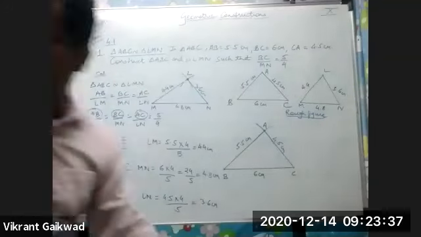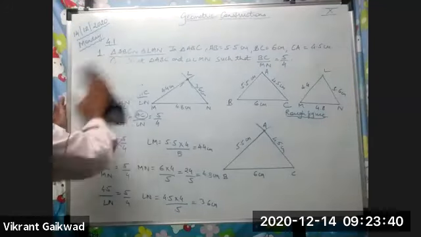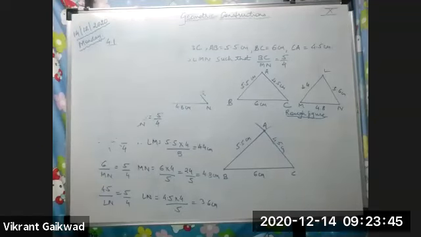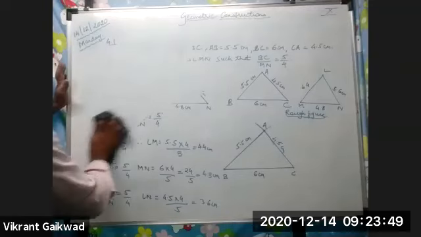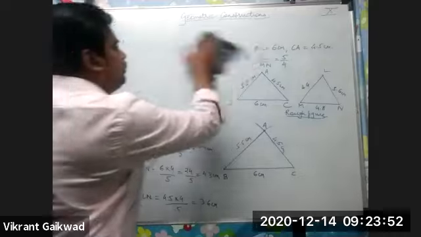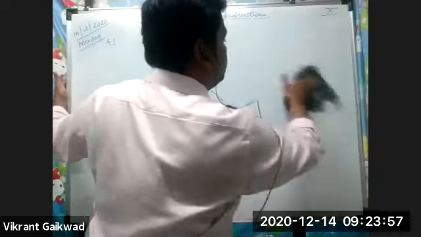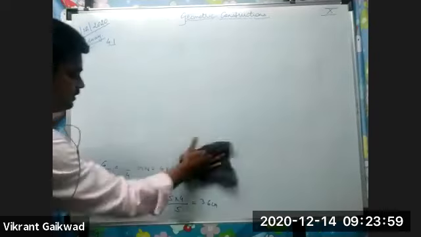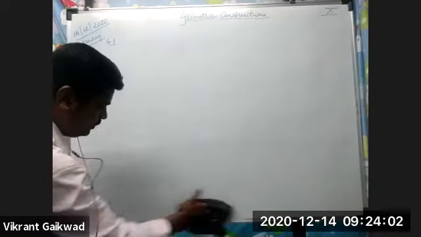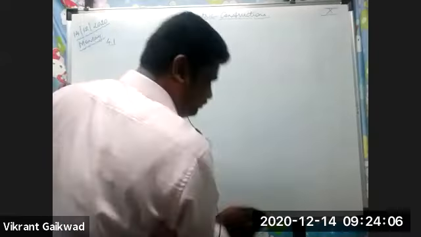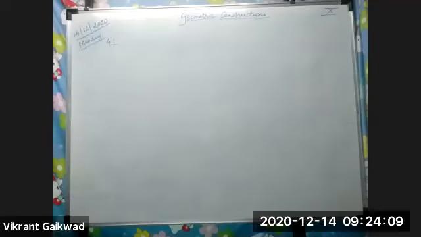Now we'll move to question number 2. What happens in question number 2 is you are given the vertex. One vertex is common for both the triangles. So in this, your triangles are going to lie one inside the other.